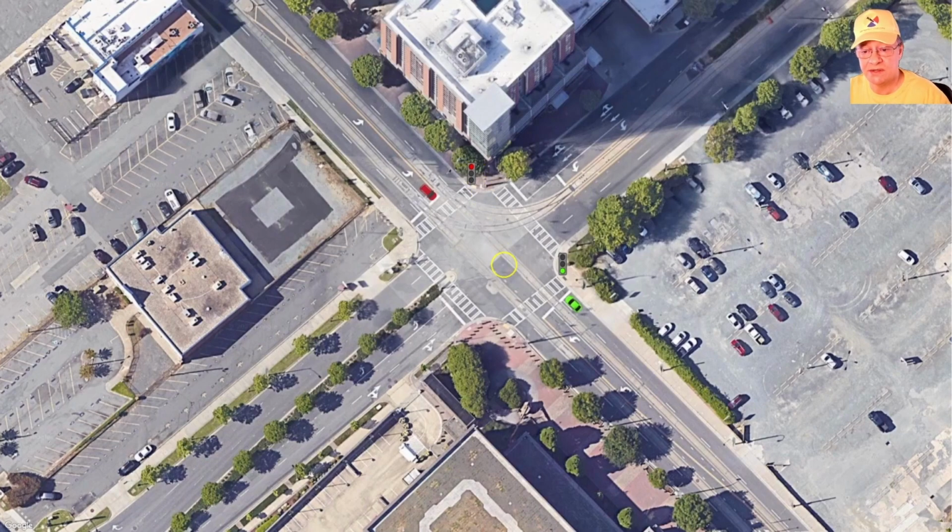Sometimes the traffic lights aren't quite in sync because they're designed to try and handle that specific type of intersection and the traffic flow. So we've got green for the driver of the green vehicle, and we've got red for the driver of the red vehicle.